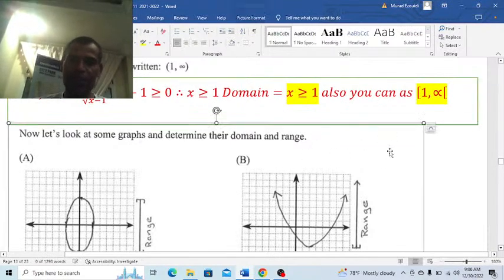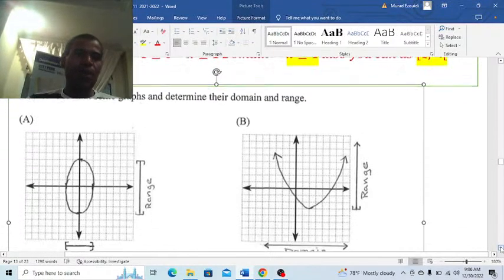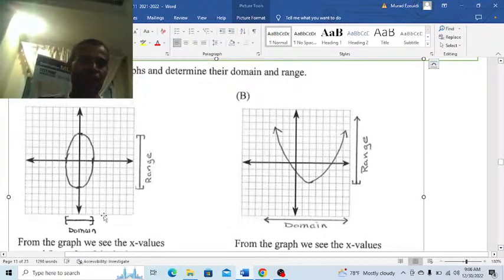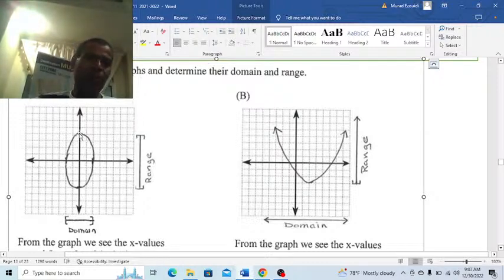Okay, now we have the next question. I'll just go back. Now let's look at some graphs and determine their domain and range. The x-axis represents the domain, and the y-axis represents the range. You see this ellipse, the curve of this function. It stopped at that point, y value above 0, it stopped at this point. This is the range, from this to that.